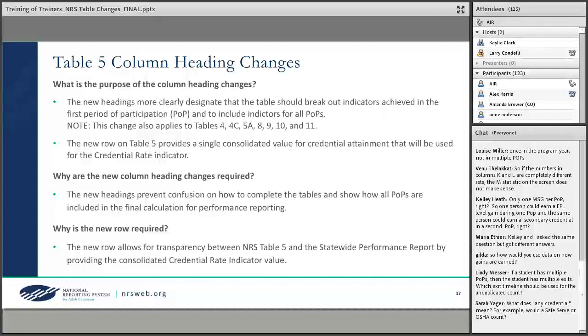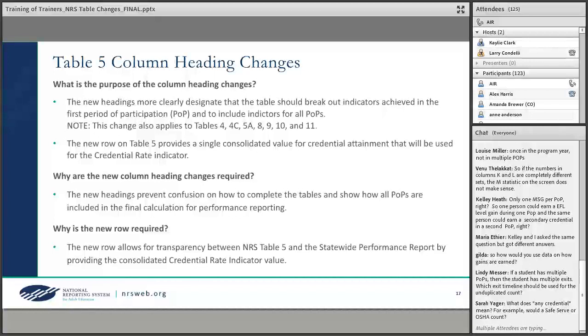Then Gilda asked, how would you use data on how gains are earned from the last discussion that was done? Well, at the federal level, we would use it just as a descriptive measure for us to know how these MSGs are being achieved, so it gives transparency. At the state level, you could use it for that as well. You may have other reasons. That's one of the questions we asked in the discussion, how you might use that.